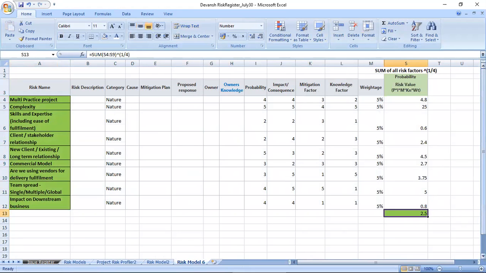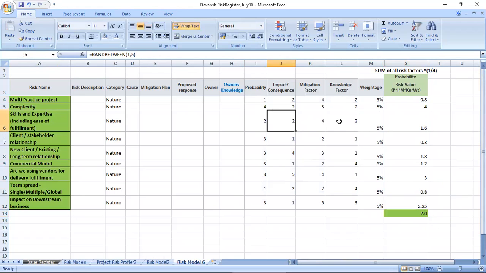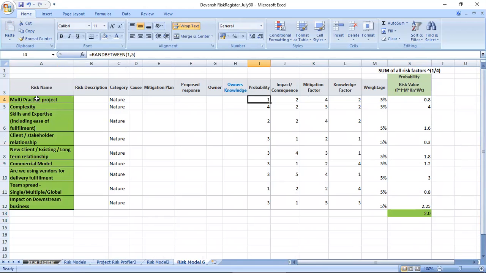Okay, the formula is equals sum of all the parameters of all the risk factors raised to the power 1 by 4. So it's 2. The risk of this overall project is 2. Why I'm getting 2 is I've put in different parameters, and it's generating a random number because I don't want to put the numbers on my own as we are doing a dummy project. In a real case, you will assign, let's say it's a multi-project, multi-practice project, or let's say the complexity.